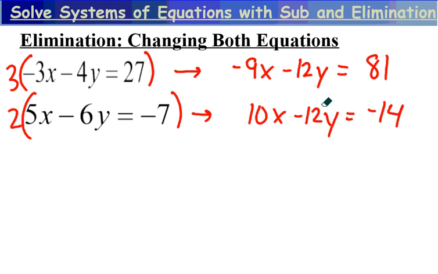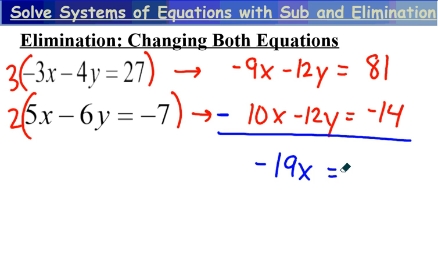Now I need to get rid of the y's. If you tried adding negative 12y plus negative 12y, that does not get rid of the y's. That makes negative 24y's. That is why if the signs are the same, you need to subtract. Negative 9 minus 10x, that's negative 19x's. Negative 12y minus negative 12y, that's going to make 0y's. 81 minus negative 14. I'm even going to write that. 81 minus negative 14. You got to subtract all like terms, like decimal places back in elementary school. That's going to make 95.